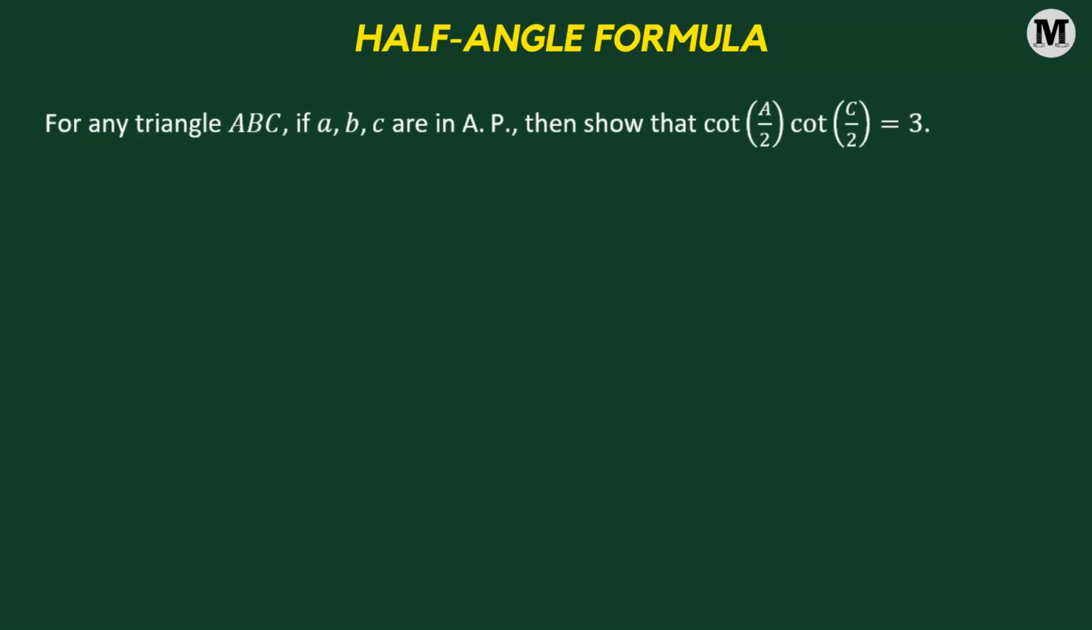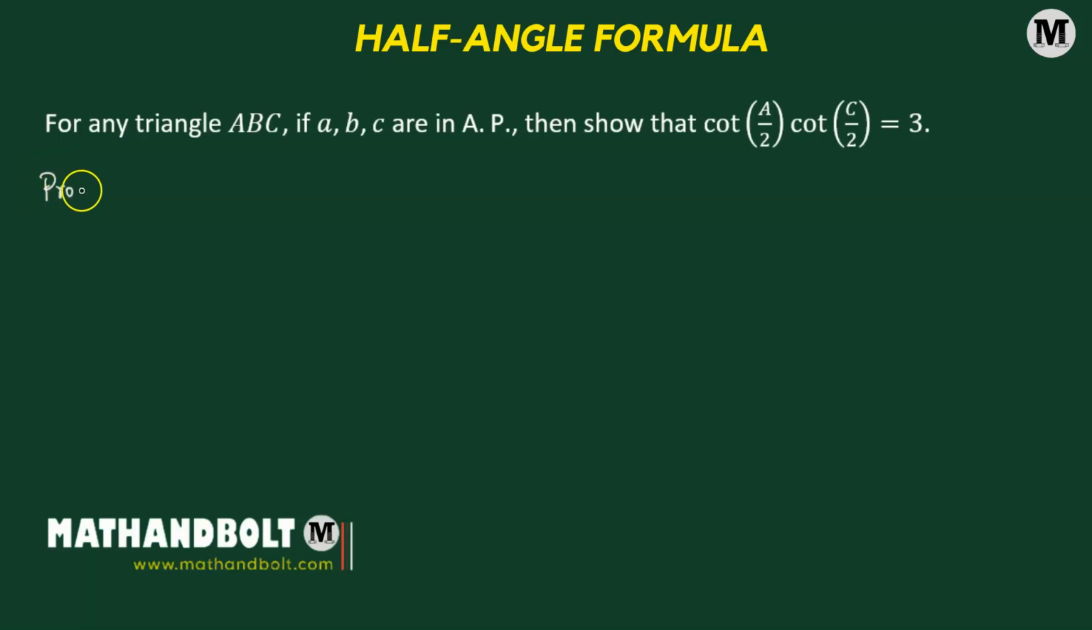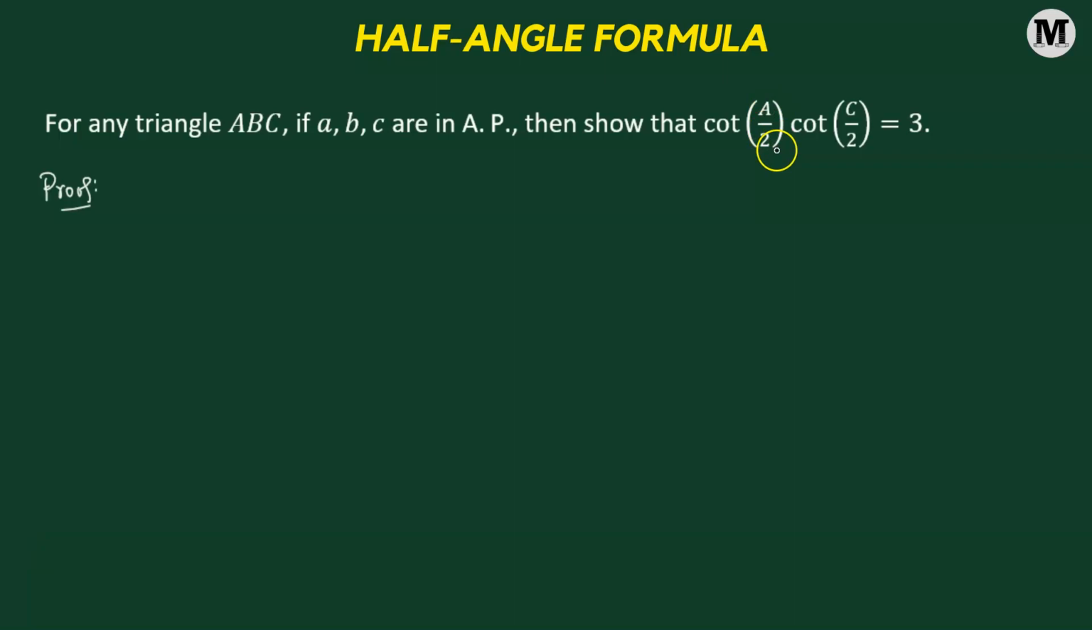For any triangle ABC, if A, B, and C are in arithmetic progression, we need to show that the product of cotangent of A over 2 and cotangent of C over 2 equals 3. Okay, let us begin. But before that, let's talk about a few terminologies that we'll be using here, and also the formula for cotangent of A over 2 and cotangent of C over 2.